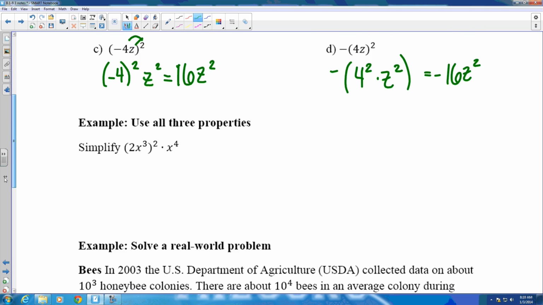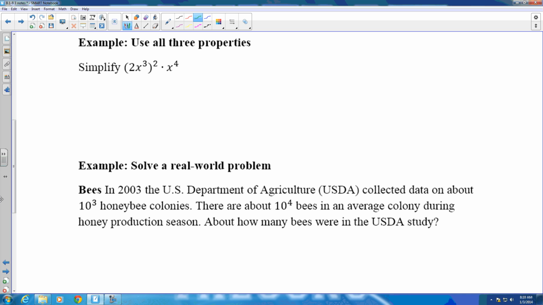Okay, now we're going to use all three properties that we just learned. The first thing that I'm going to do is get rid of the parentheses if I'm following order of operations. So I'm going to distribute that squared into both terms inside of our parentheses. So that's 2 squared times x to the 6th, because we multiply those exponents, times x to the 4th. And then I need to multiply the x to the 6th and the x to the 4th by adding the exponents. I can also just figure out what 2 squared is. That's easy. So our answer is 4x to the 10th.